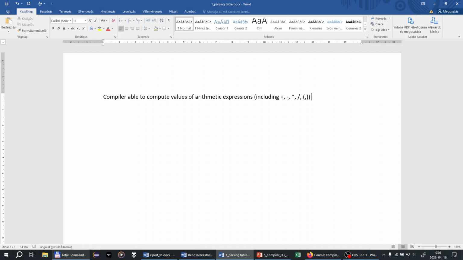Okay, and numbers and variables, and assign values to variables, and compute and print values. Let's see an example.